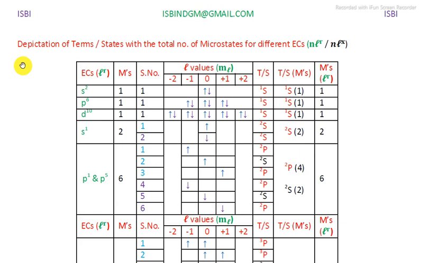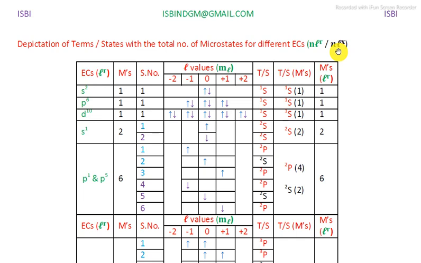In this class, let us see the depiction of terms or states with the total number of microstates for different electronic configurations. The general electronic configuration representation is nlx, or nLx, where n is the shell, l is the subshell, and x is the number of electrons in that subshell.